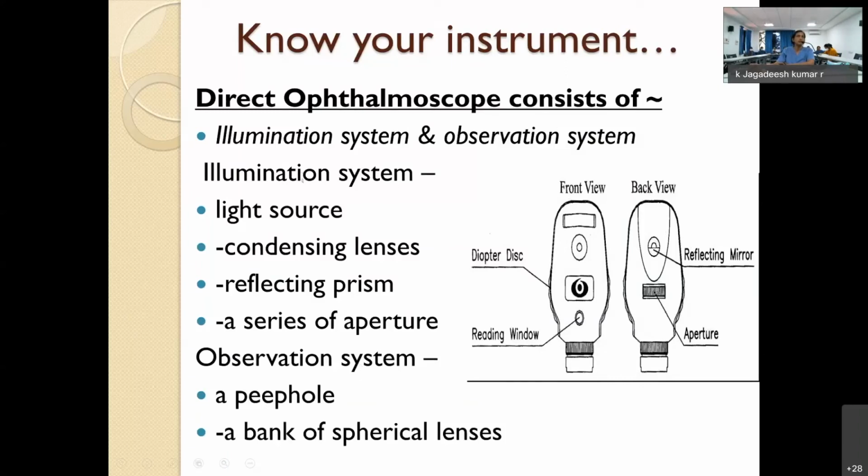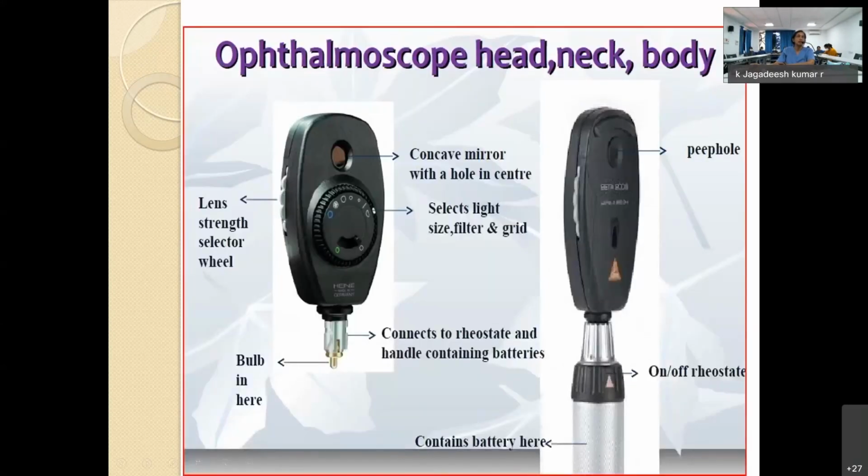The illumination system consists of a light source, condensing lenses which are inbuilt, reflecting prisms, and a series of apertures. The observation system consists of a peephole and a bank of spherical lenses, which is in the dioptric disc. So again, you have to keep adjusting this lens till you get a clear focus.